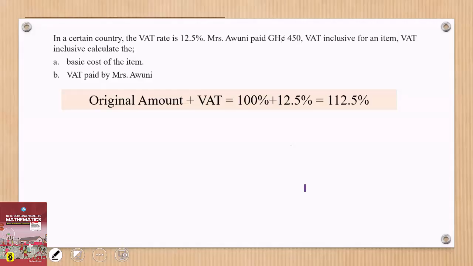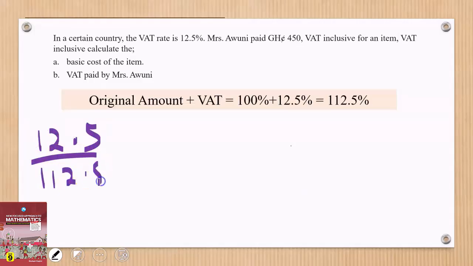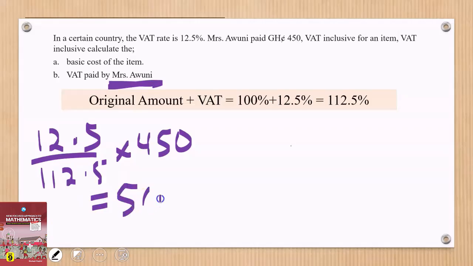Okay, so I can go ahead and do what we did earlier on by saying 12.5 over 112.5 times 450, so that this will give me the VAT that they paid. Then I can subtract it from the other side. Now, when you do this simple calculation here, we are going to have our answer to be 50. That means they paid the VAT of 50. So that answers the B part of the question.